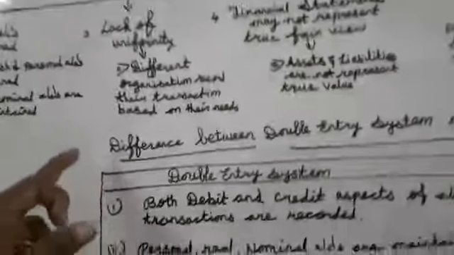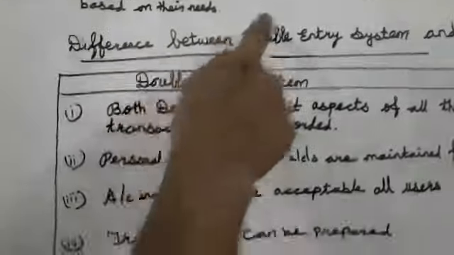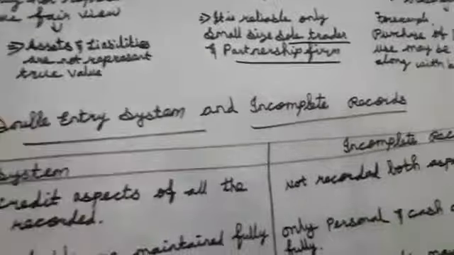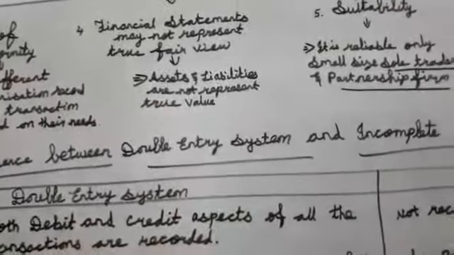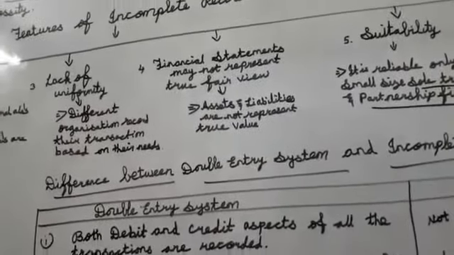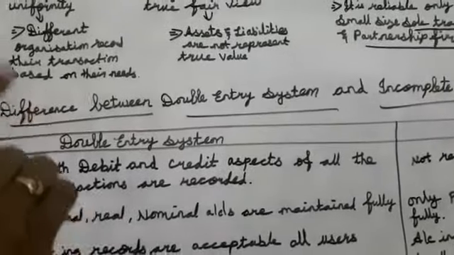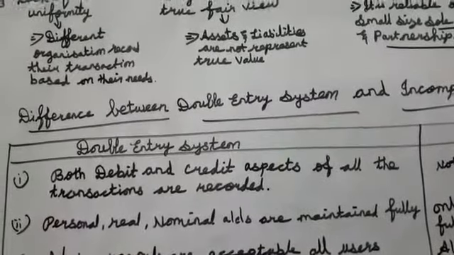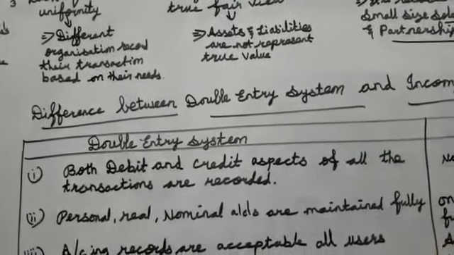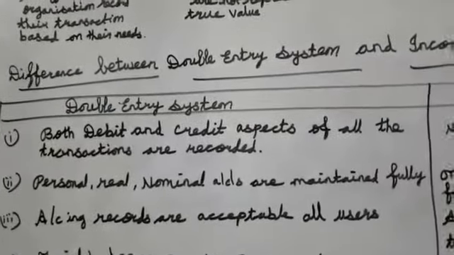Next we are going to see the difference between the double entry system and incomplete records. Already you know the meaning of double entry system. Double entry system means if any transaction occurs, we enter both the aspects. If we give the debit aspect, automatically we give the credit aspect also. In incomplete records, only one aspect alone we enter. Sometimes in incomplete records we omit all the transactions, sometimes we record both. That's why we say it is incomplete records.